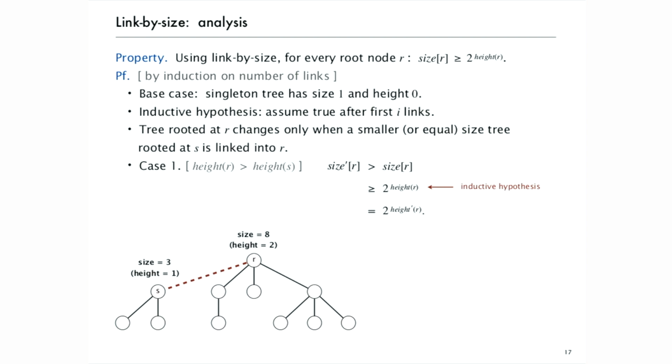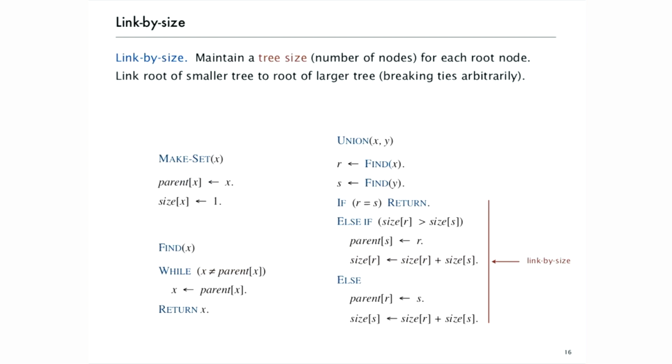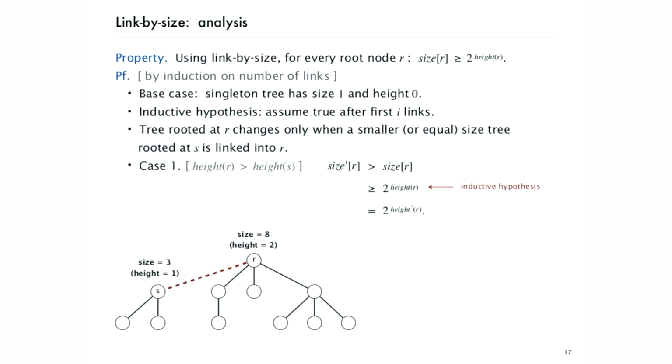Look at the new tree. It has some size. What we have to show is that the number of objects in the tree is 2 to the power height of this guy, which is the same as the height prime of the new root. And this happens. What is the second case? Look at this picture, which will tell you. Notice what happens. Here the height is 2. Here the height is 1. But when you link them, the height can never increase.